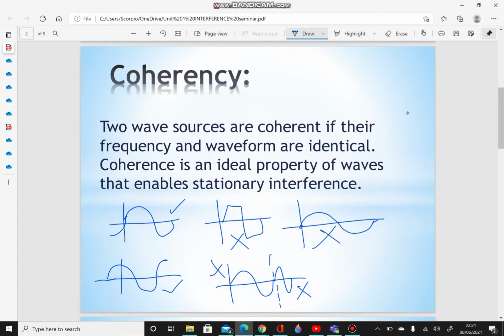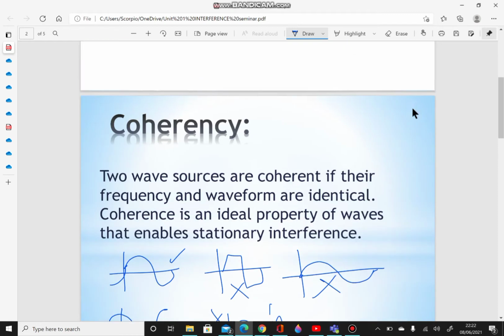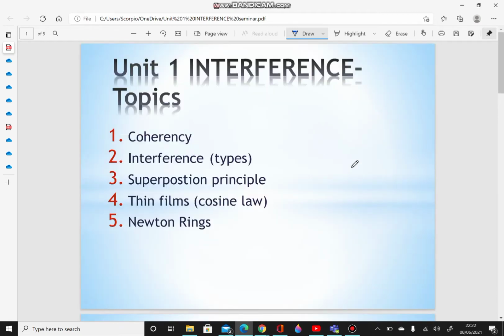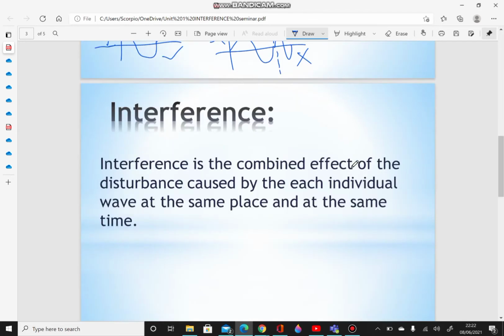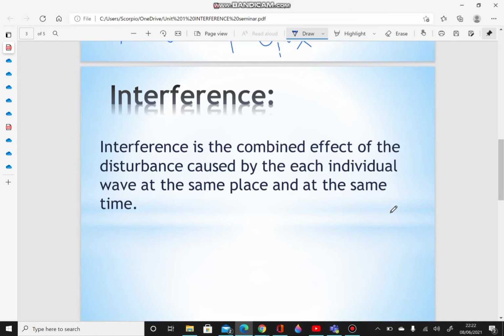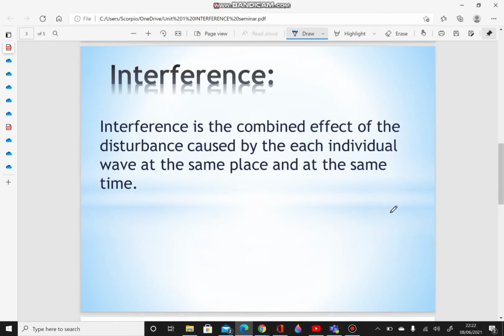Also, coherence is an ideal property of waves that enables stationary interference. That is, for interference to occur, coherency is a must. Now, coming to the second topic, interference in itself. What is interference? Stating in simple terms, interference is the combined effect of disturbance caused by each individual wave at the same place and at the same time.